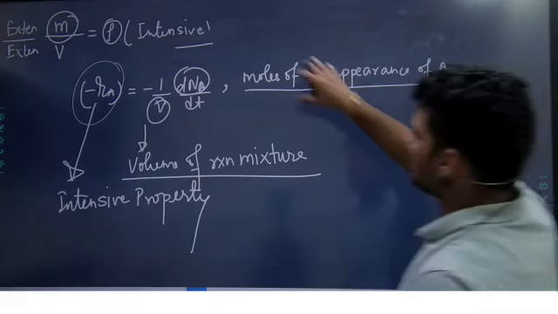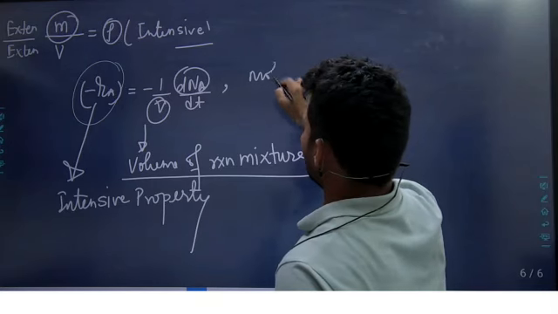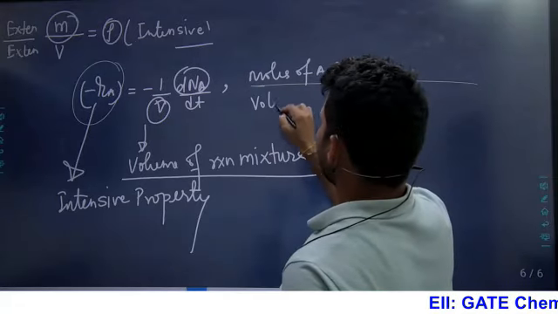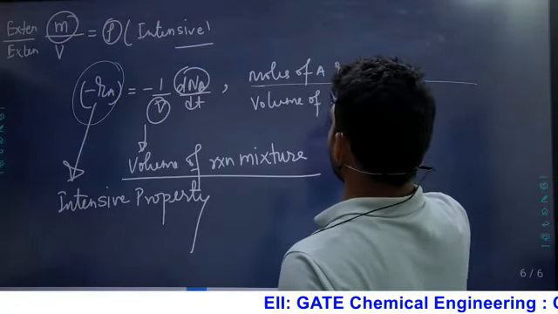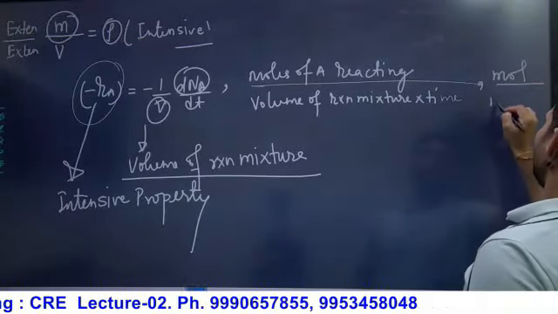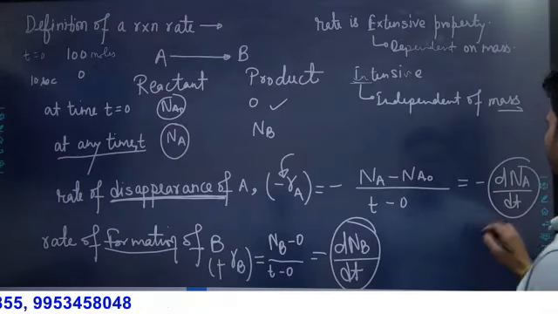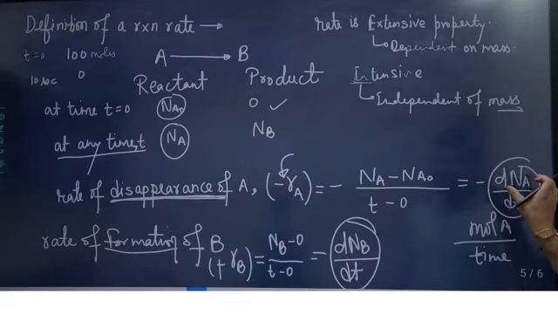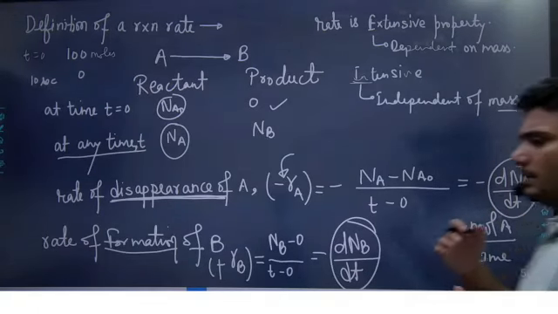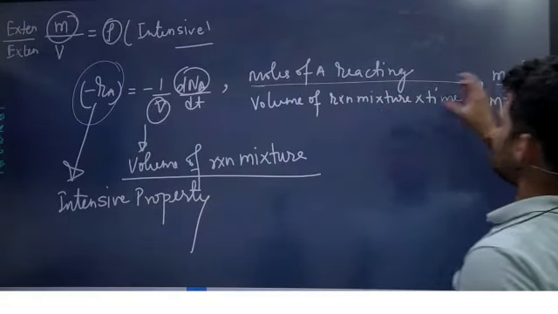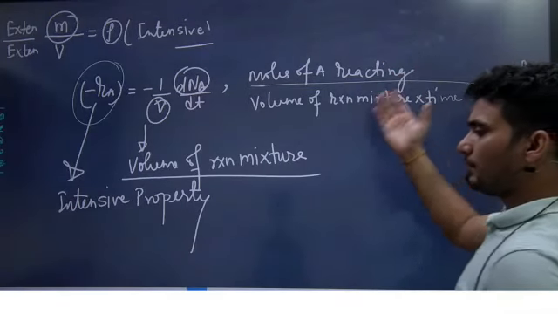Or you can say it as moles of A reacting, divided by the volume of reaction mixture times time. Simple. You can say its unit is now mole per meter cube per second. In this case, what was its unit? Moles of A divided by time. dNA/dt is what? That is the moles of A reacted, per unit volume per unit time.